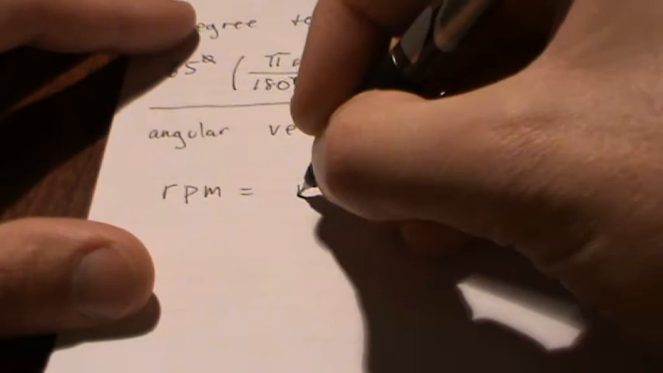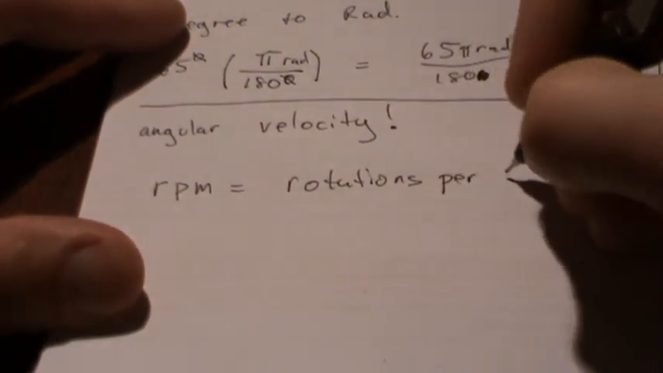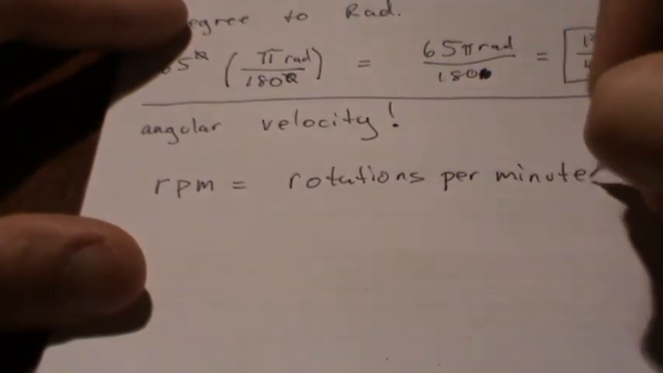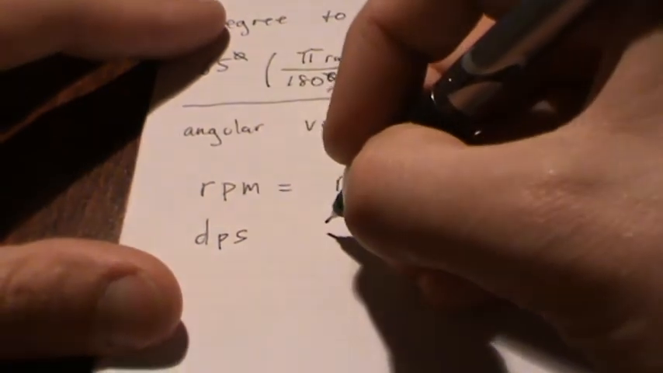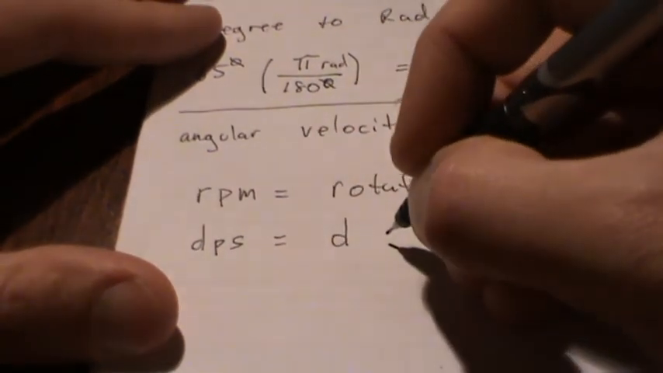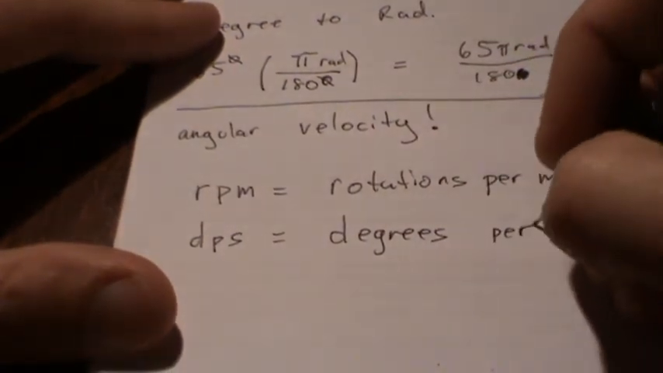And so angular velocity can be talked about in rotations per minute. RPM is rotations per minute. Or it can be talked about in DPS, degrees per second.